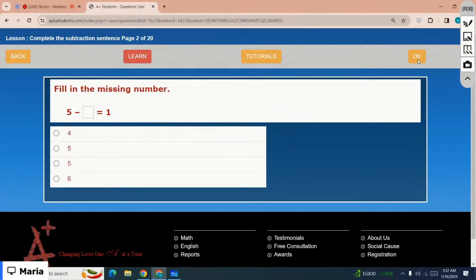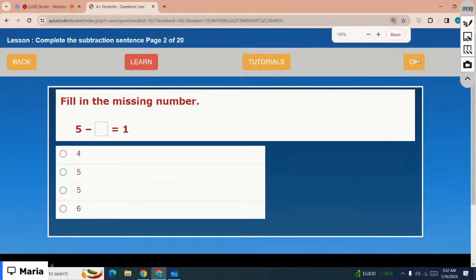Okay, the next one is find the missing number. 5 take away which number equals 4. So you are given 4 options. Start with the first option. So which is the correct one? Yes, that is 5 take away 4 equals 1. Very good. Correct option is 4. Got it?